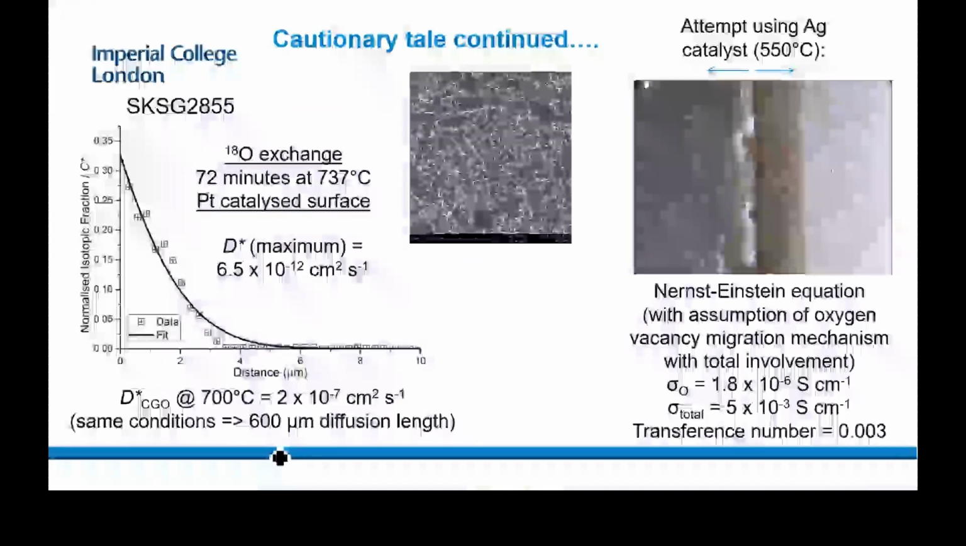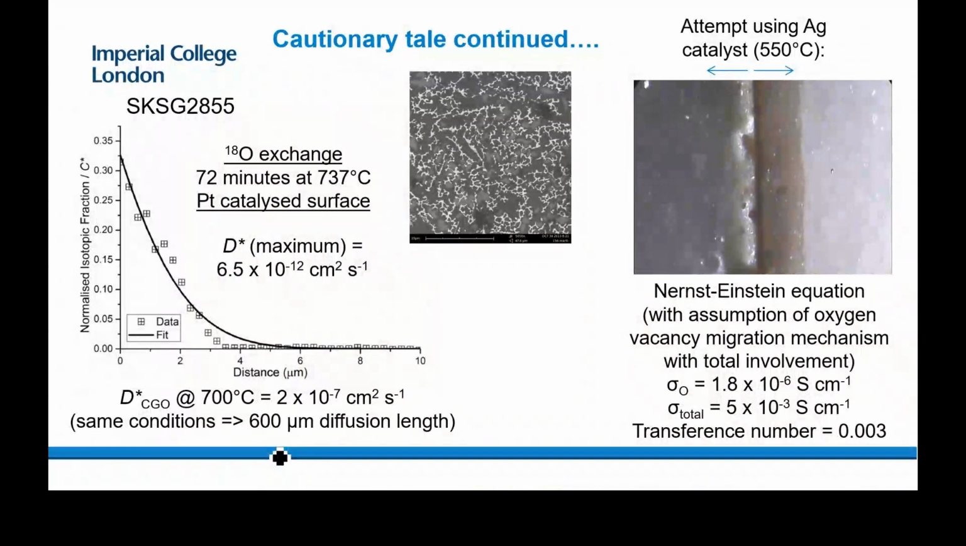Okay, so if we then think a little bit about Nernst-Einstein equations and thinking about oxygen vacancy, thinking about the conductivities, we end up with a measurement of this total conductivity of 5 times 10 to the minus 3, and the calculation of the oxide ion conductivity from that is 1 times 10 to the minus 6, which is not what's in the published paper, and it gives you a transference number, or an ionic transport number, for the oxide ion of 0.003. So there's a lot of information here saying this is not an oxide ion conductor.